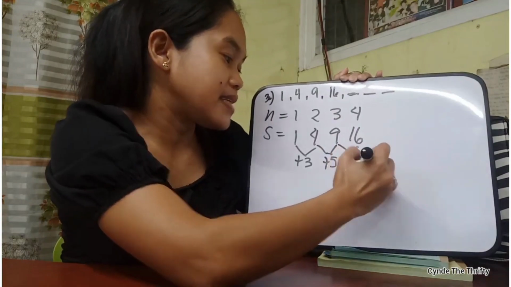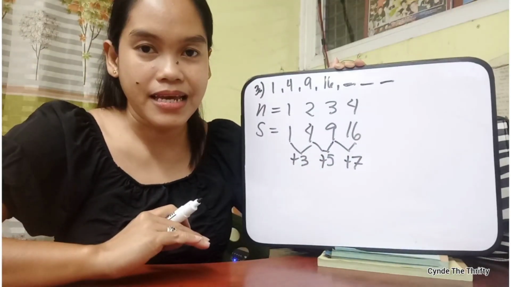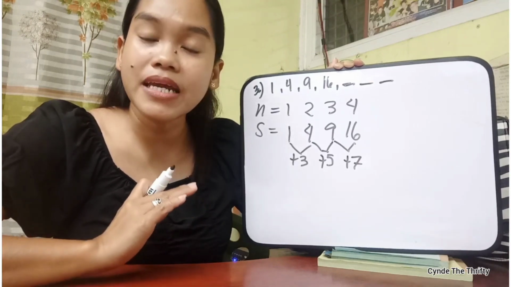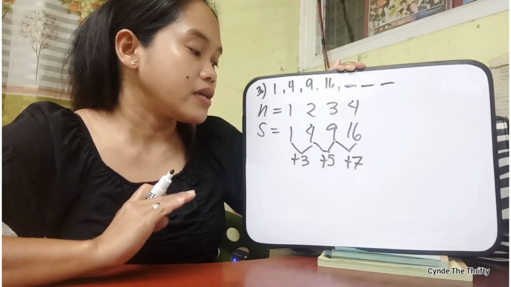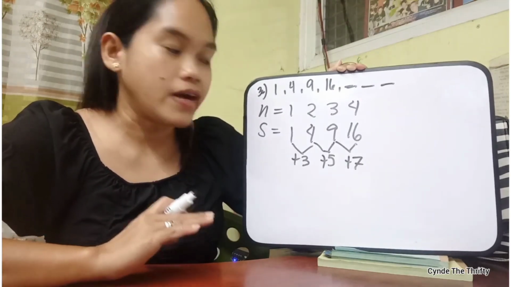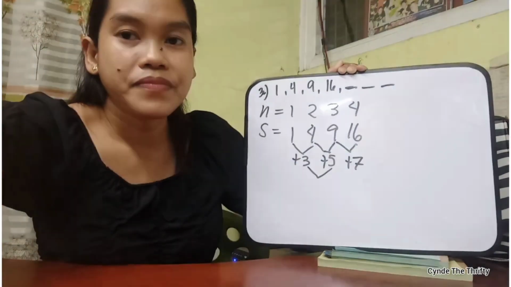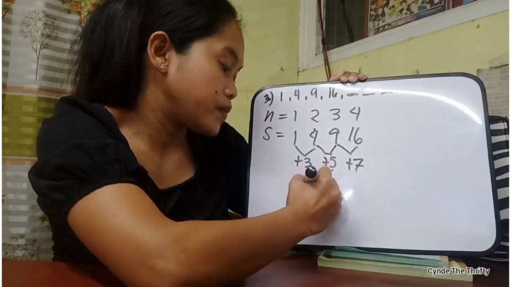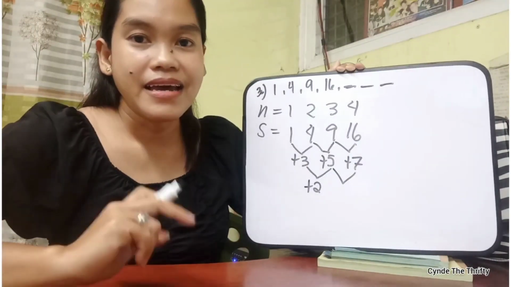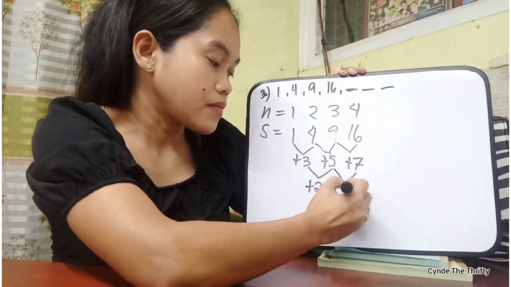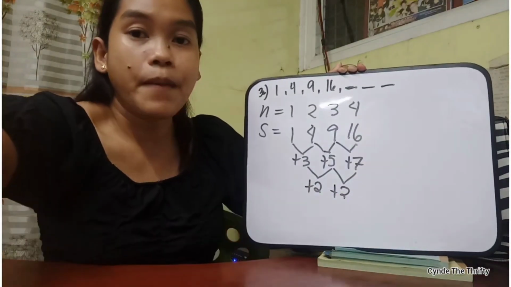So, plus 7. Ngayon, pansinin nyo ang ating interval. Magkapareho ba yung interval natin? Hindi. So, ibig sabihin, ipagpatuloy natin for the second time around na i-subtract yung or kunin yung ating interval. So, galing kay 3 hanggang 5, ano yung nangyari? Nag-plus 2. And then, from 5 to 7, ano yung nangyari? Nag-plus 2. So, ibig sabihin, meron silang interval na plus 2.